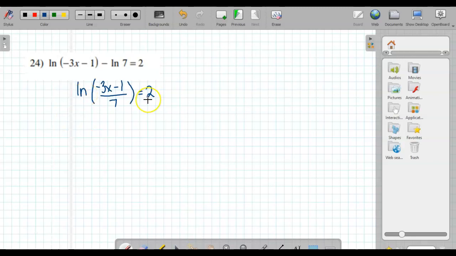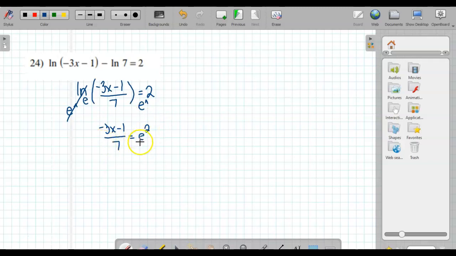Now we cannot drop the natural logs. Just remember, this natural log has a base of e. So we're going to do e to the, on both sides, e to the natural log is going to cancel. We get negative 3x minus 1 over 7 equals e squared. Now, I believe the answer key on this is going to keep the e squared there for their answer. So I'm going to solve it like that first, but you can also use decimals if you prefer.